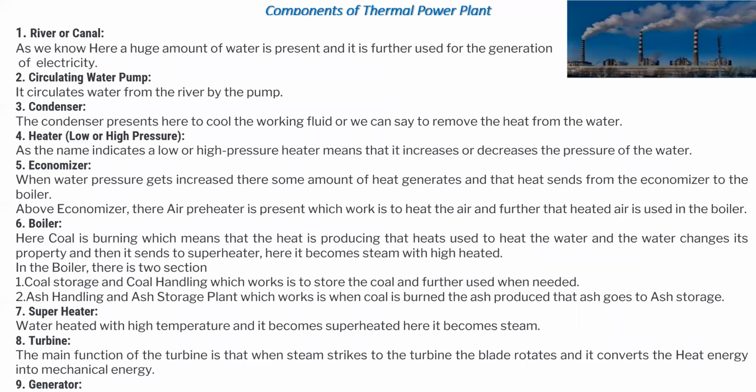What are the components we have seen just here? The river or canal. The first requirement is water, the second is air for combustion, and the third is fuel, that is coal. What is the river? As we know, a huge amount of water is present here and is further used for the generation of electricity. The circulating water pump, that is the CW pump, circulates water from the river.